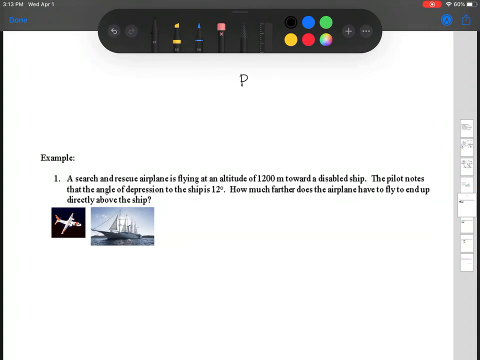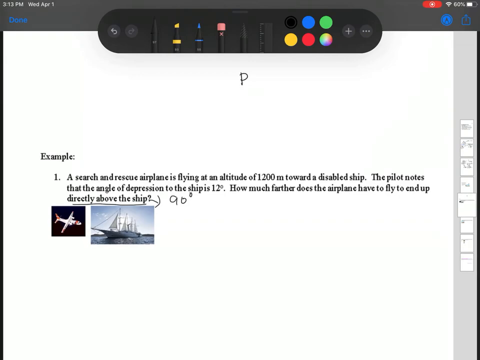The plane wants to be directly above the ship, so you can assume that it's not directly above the ship. And why is it directly above the ship? Because then we're going to get a 90-degree angle. Okay, so when you do this, put your ship in somewhere. And then the plane is going to fly some sort of distance to be right above the ship. So again, you get that 90 degrees and then complete your triangle.